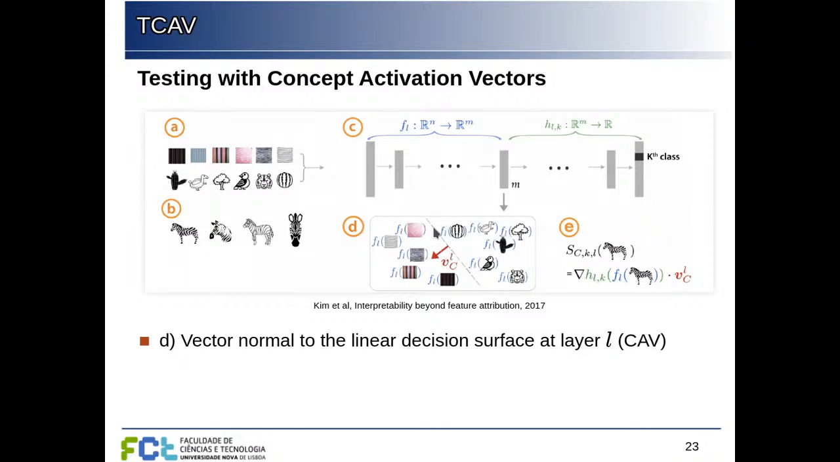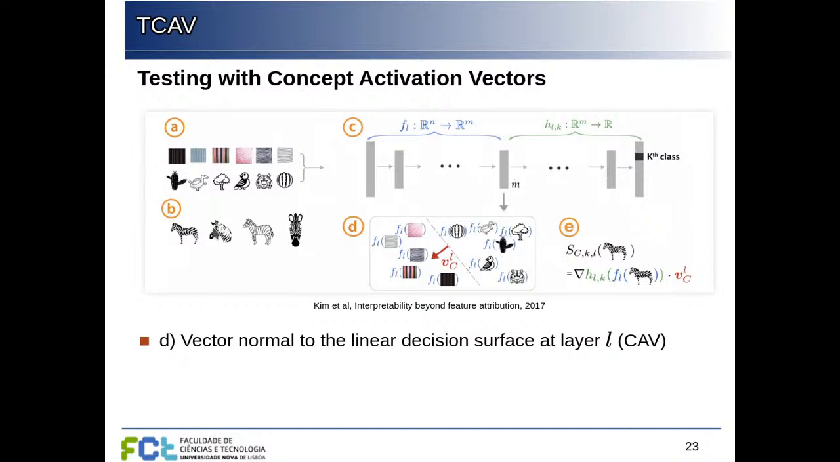this normal vector. So usually with linear classifiers, we have some hyperplane here that is the frontier between the two classes. And this hyperplane is defined by a normal vector, a vector that is perpendicular to the hyperplane. So this is the concept activation vector. It's this perpendicular vector here that is separating the concept we chose from everything else in the space of activations of the layer that we chose.